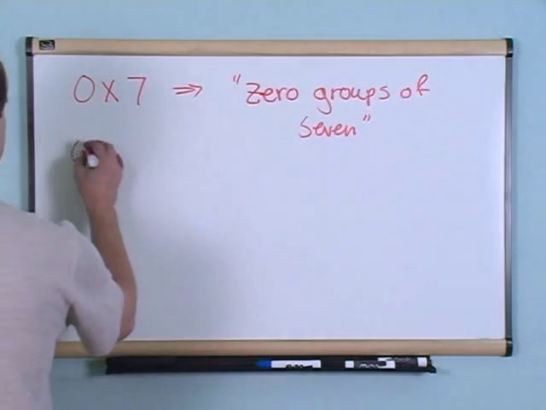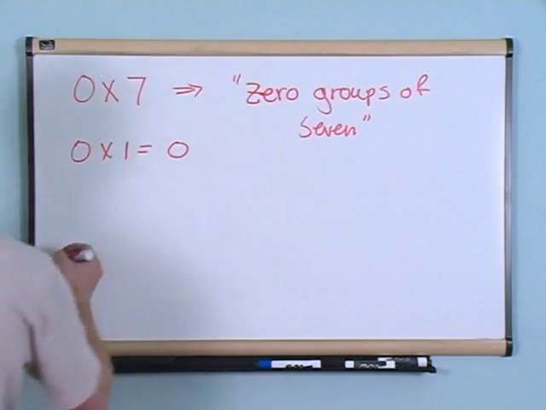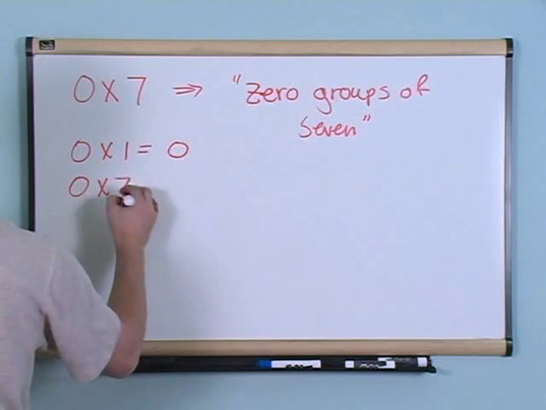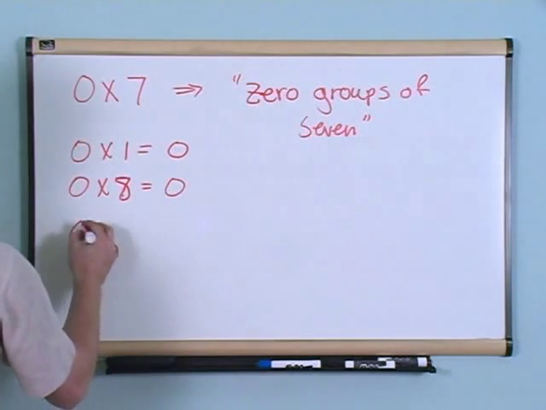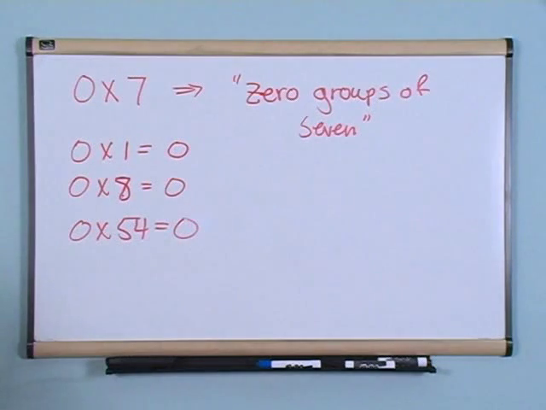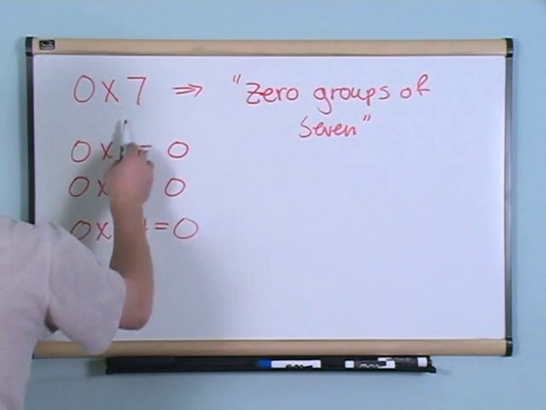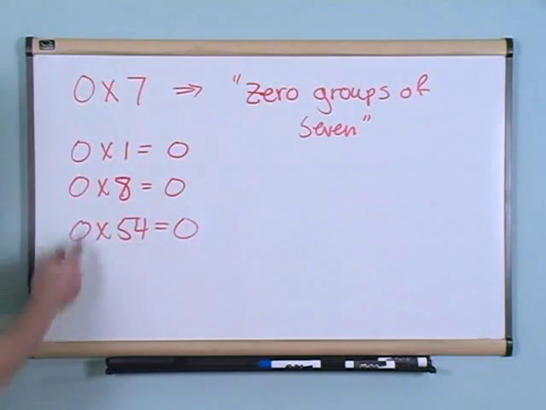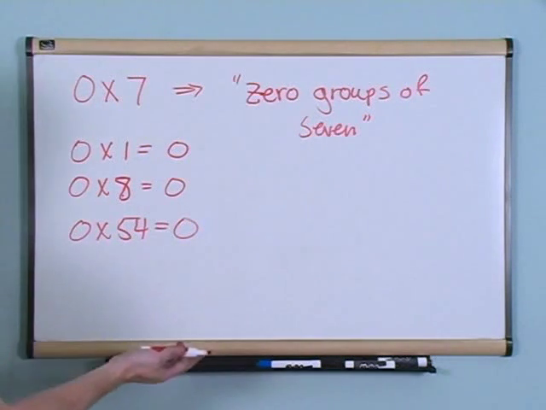So 0 times 1 is 0. 0 times 7, well, we've already said that. 0 times 8 is 0. 0 times 54 is 0. Anything times 0 is 0, and that's exactly why, because you have this many units in a group, but you don't have any groups. And so when you add those up, you don't get anything, okay?